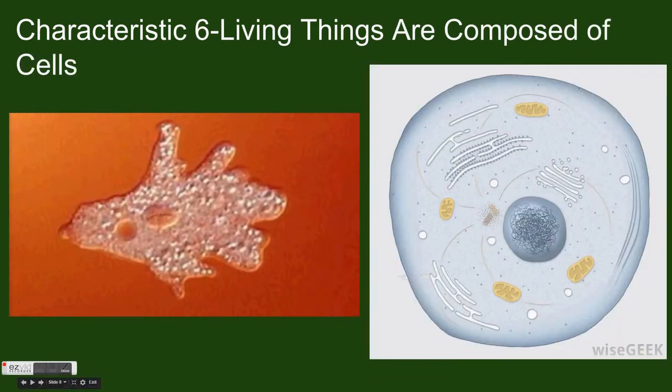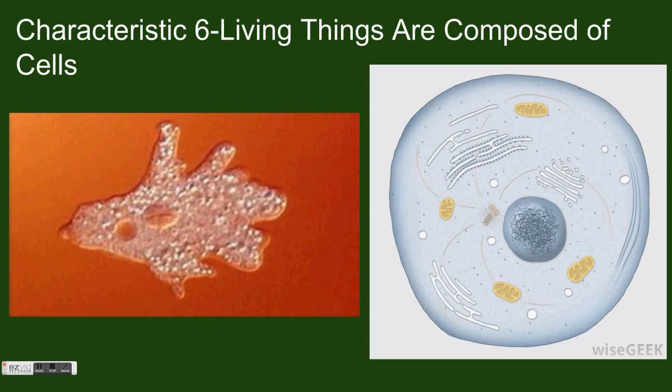Characteristic 6 is that all living things are composed of cells. A cell is the most basic unit of life. All living things are made up of one or more structures called cells. Some organisms, like bacteria or amoeba, are made up of just one cell, while others, like humans, are made up of trillions of cells. A cell cannot be broken down into any smaller pieces and still be considered a living thing. However, a single cell is considered a living thing.